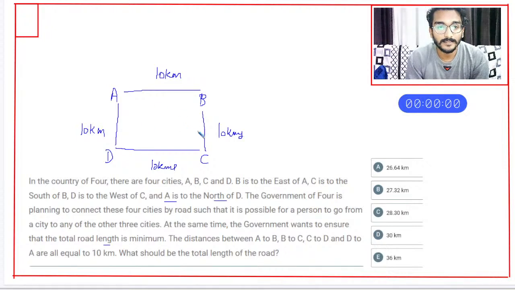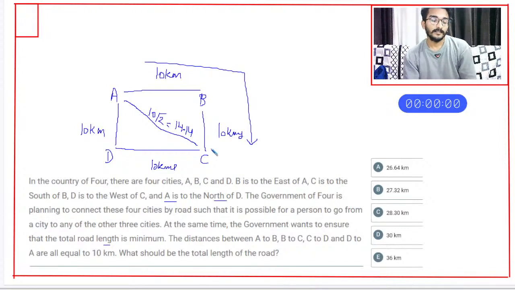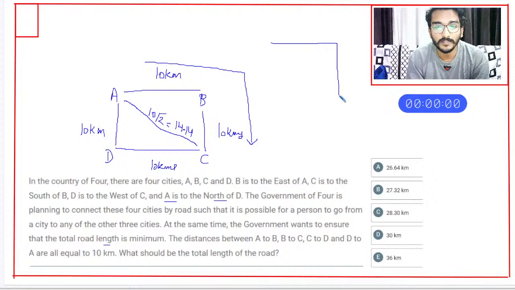So we have to minimize this road length. I can say the minimum length is always the diagonal. Like it is 10 and 10. If I find this diagonal, it is 10 root 2 because it's an isosceles triangle. So root 2 is 1.414, and it is 14.14. So this much is the distance between A and C. Similarly, it's a perfect square, of course, so it is 14.14.